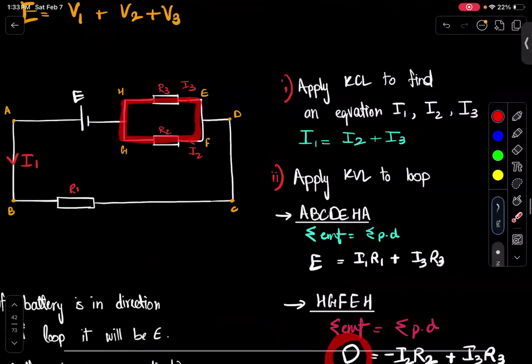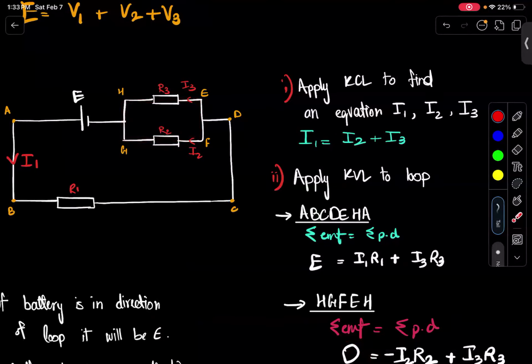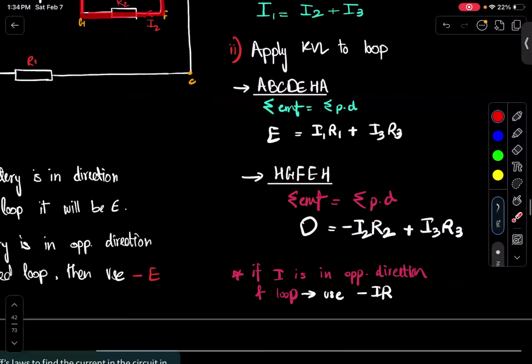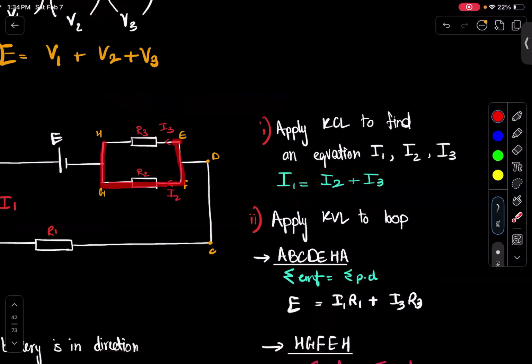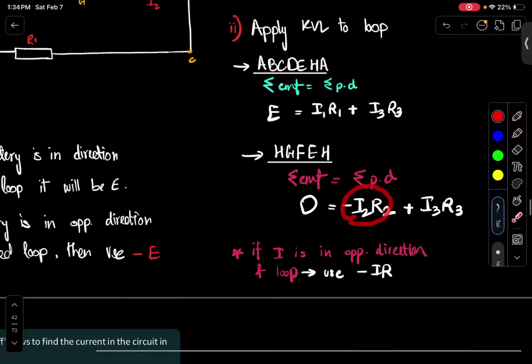And now, are there any potential drops in the loop? Yes, there are. It's I2 and R2, right? Now, I2 R2 is in the opposite direction of the loop, which means this is going to show up as a negative sign, right? And then EH is in the direction of the current, so that means it's going to show up as a positive value.